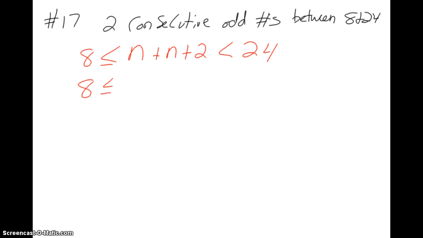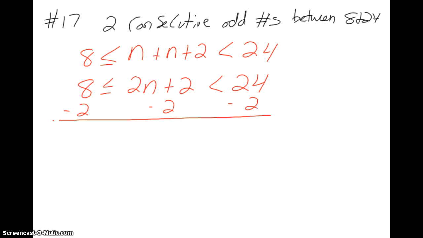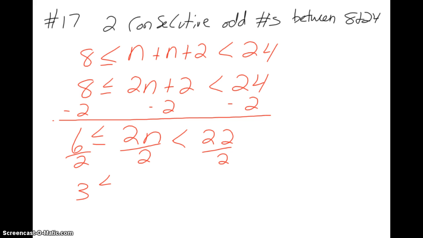Rewriting 8 less than or equal to 2n plus 2 less than 24. When I subtract 2, remember I have to subtract 2 from all 3 parts. So I get 6 is less than or equal to 2n less than, whoops, that's just less than, I believe, less than 22. And then I divide everything by 2. And remember, I have to divide everything by 2. I get 3 is less than or equal to n, which is less than 11.